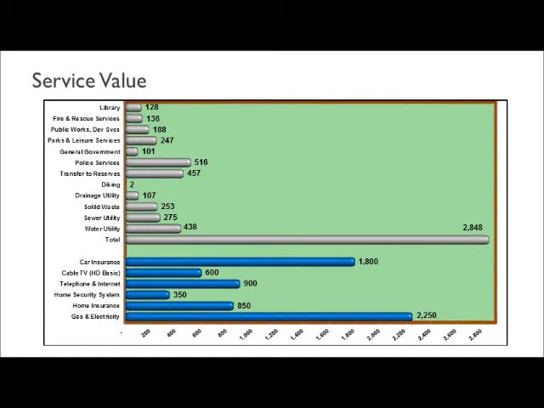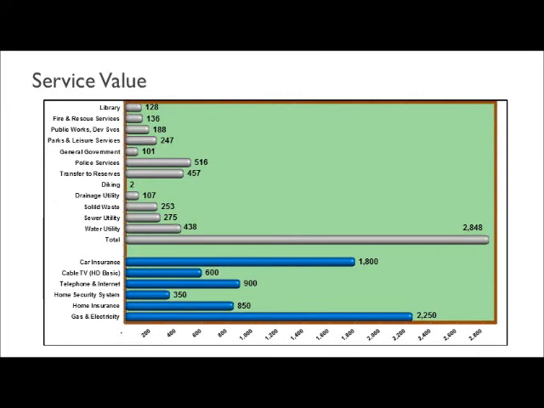In terms of service value, the cost of the city's services seem reasonable when compared to a few other basic household costs. This slide shows, as indicated by the gray bars, all the services the city provides, including utilities, for a total cost in 2014 and 2015 of $2,848 for the average household. This slide demonstrates the value the city provides relative to other household service providers, with the average natural gas and electricity bill of $2,250 alone, costing nearly as much as all city services combined. The numbers are based on a 2015 average assessed single-family home of $458,000.